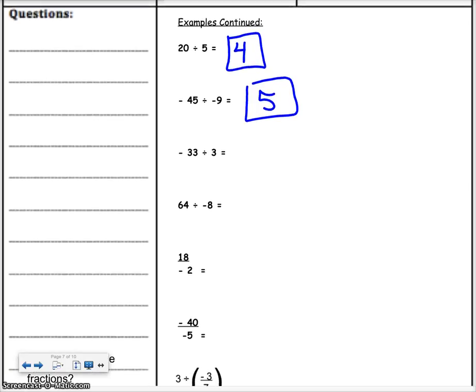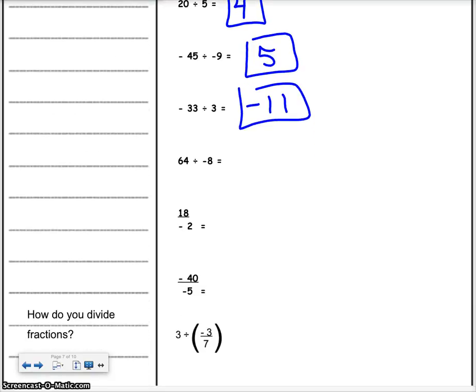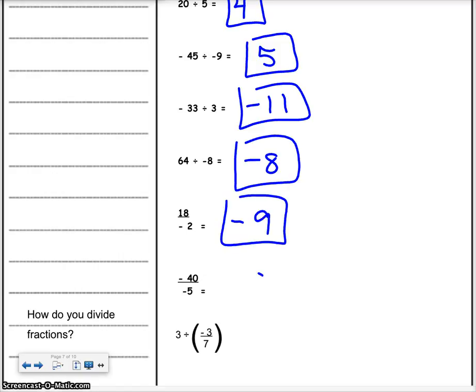Negative 33 divided by 3. 33 divided by 3 is 11. Are they the same or different? Different means it should be negative. 64 divided by negative 8. 64 divided by 8 is 8. Are they the same or different? So negative. Okay, and I'm going to go ahead and just fill in the others. I can do this. 8.